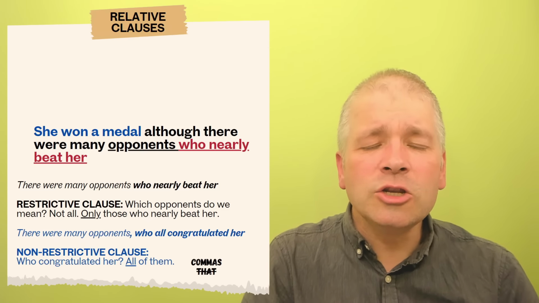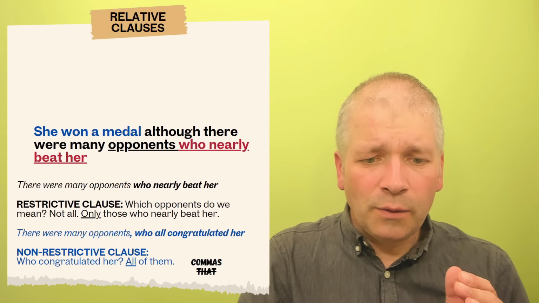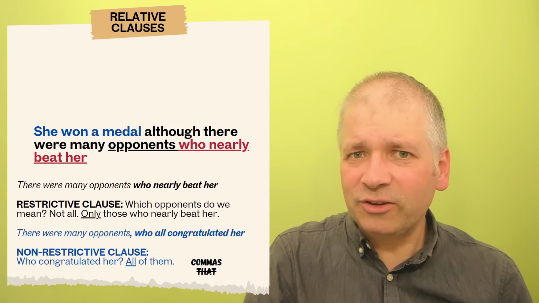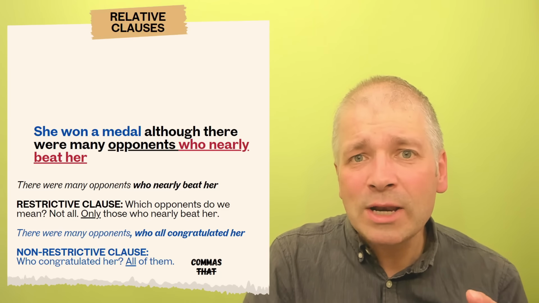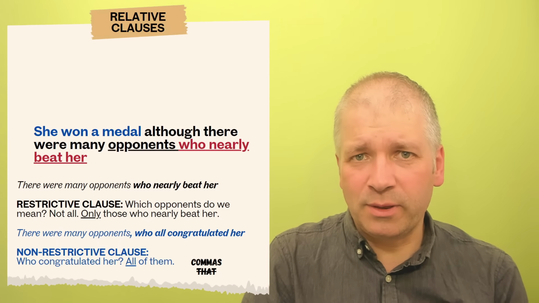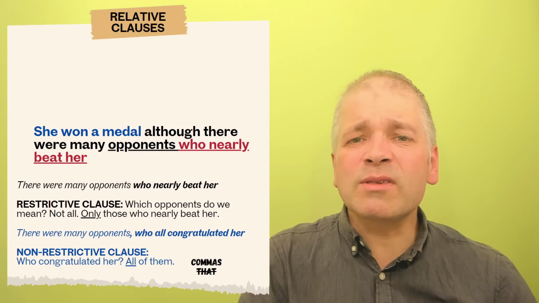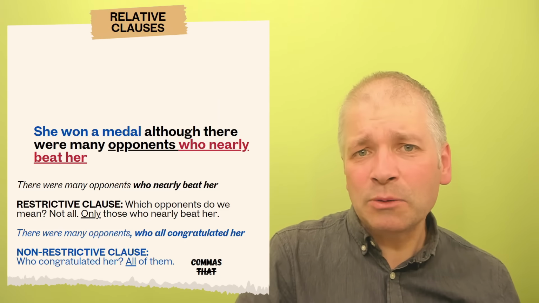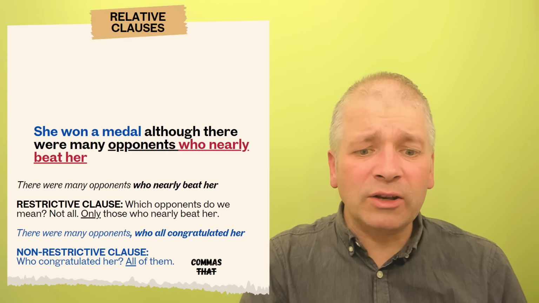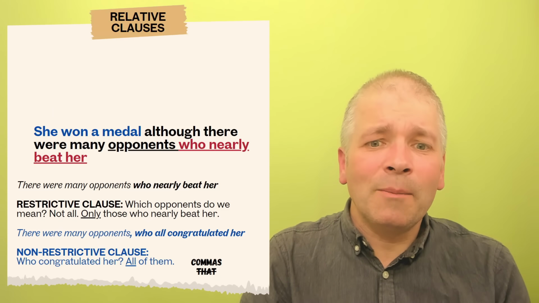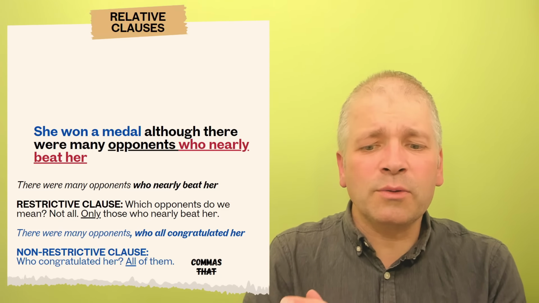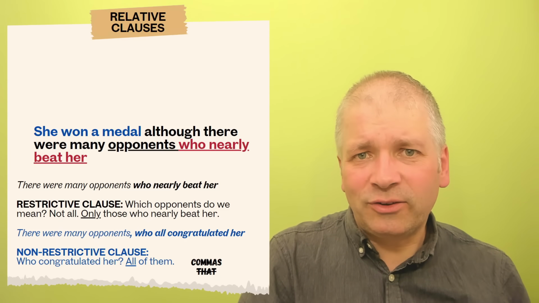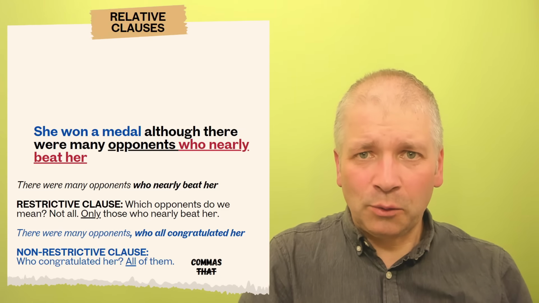Compare this with a non-restrictive clause. There were many opponents who all congratulated her. Who congratulated her? All of them. So here we're not restricting the amount of opponents. Here opponents does mean all of them. We're simply giving extra information about all of these opponents. How do we tell them apart when we're reading? Well, a non-restrictive clause will have a comma before the start of the relative clause and also at the end if it's not the end of the sentence. Also, we do not use that with non-restrictive relative clauses.